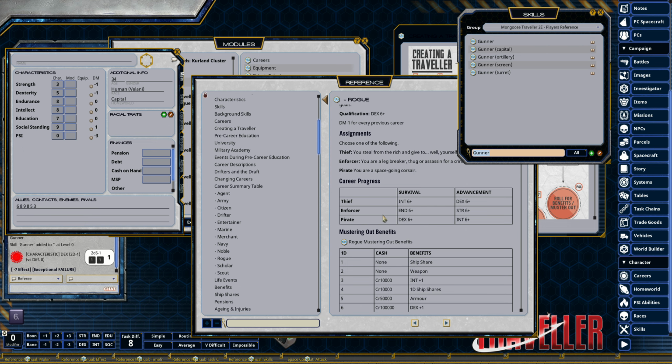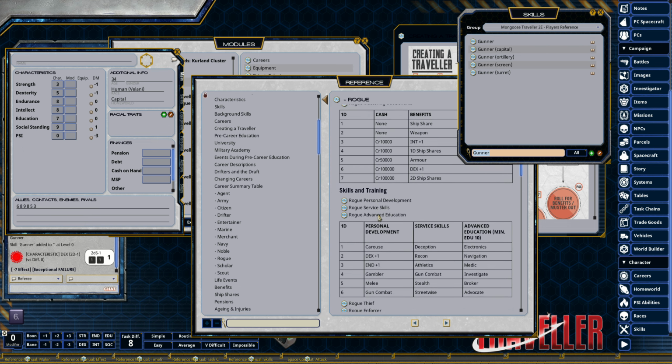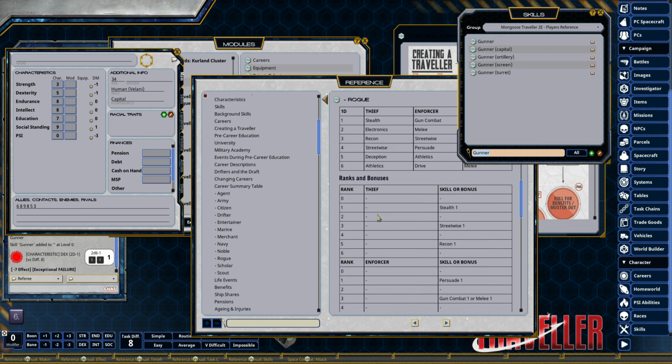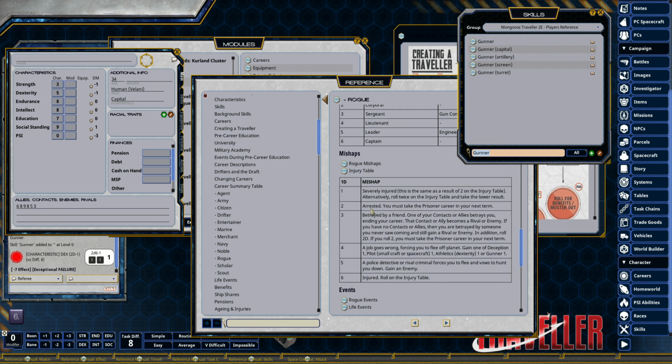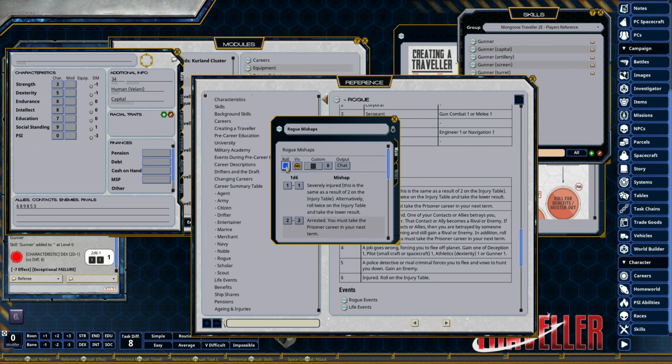I do not get a 6. So I have a mishap, and I have to stop being a pirate. Alright, what's my mishap? A 1. Severely injured. So I can either choose result of 2 on the injury table or roll twice and take the lower result. Well, let's see.